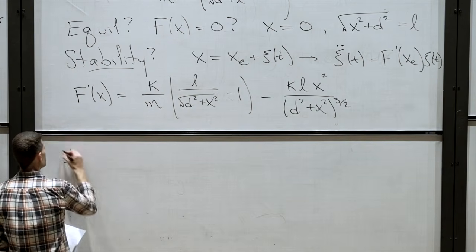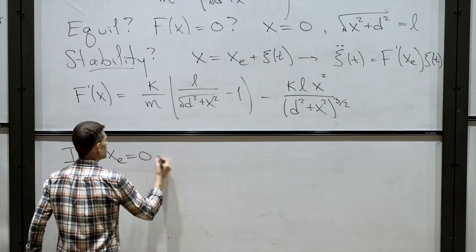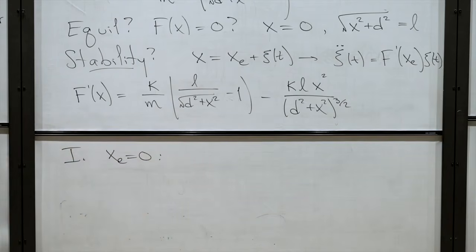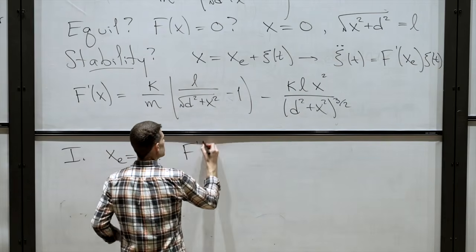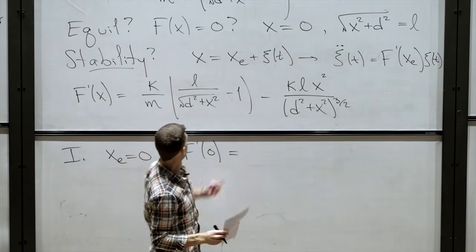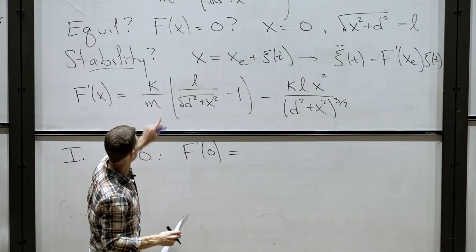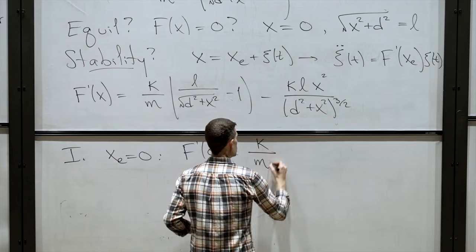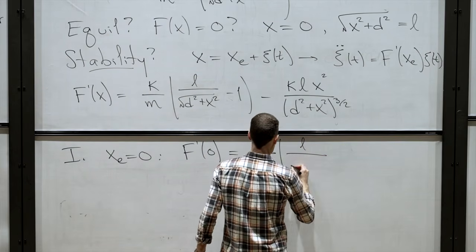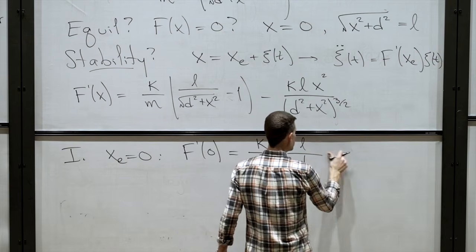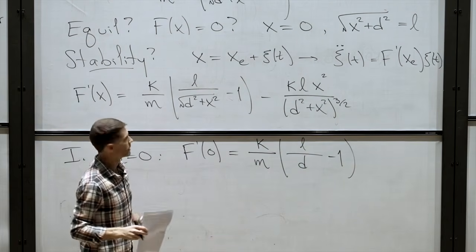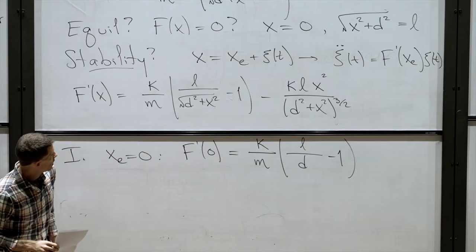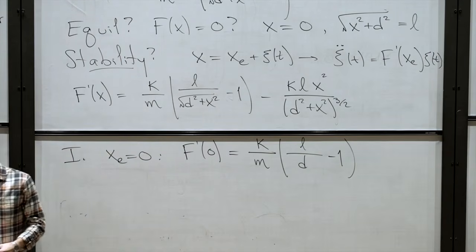So let's take 2 scenarios. One, xe equals 0. F prime of 0 is easy enough to do here. That one drops out. This is just that constant. So it's just k over m times L over D minus 1. X goes away there. And what are we asking? We are asking whether that is positive or negative.